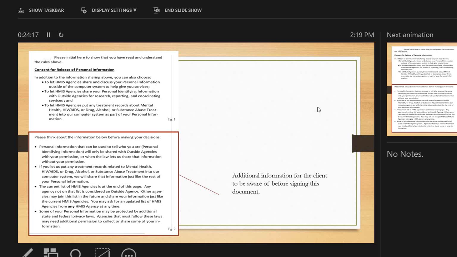So all those data points are pretty straightforward, but again, clients should know that even though we have a list of HMIS agencies on the next page, different and new agencies may join our collaborative at some point. For example, we just had a new agency join. Mobile Loaves and Fishes is now one of the HMIS agencies. So if or when a new agency joins, clients will not be required to sign a new ROI, because they're being informed right now that more agencies may join in the future.